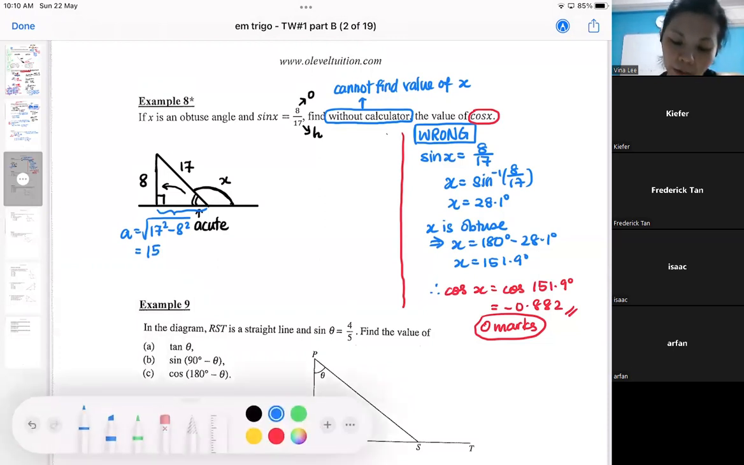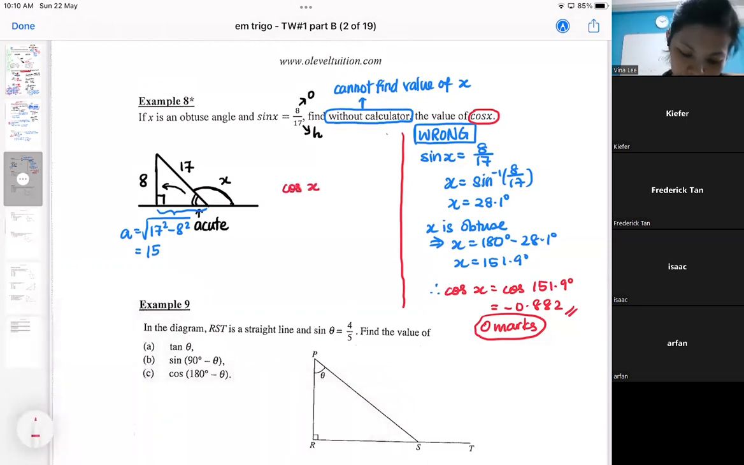And then eventually, how are you going to answer your cosine x? Your cosine x is A over H. But because it is an obtuse angle, it has a negative relationship. So A is 15, H is 17.